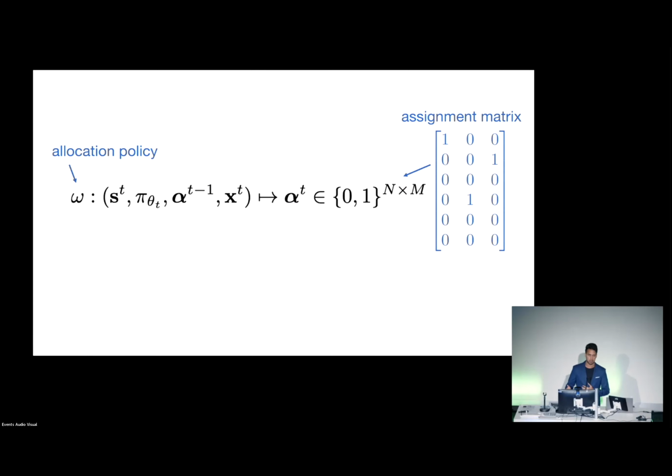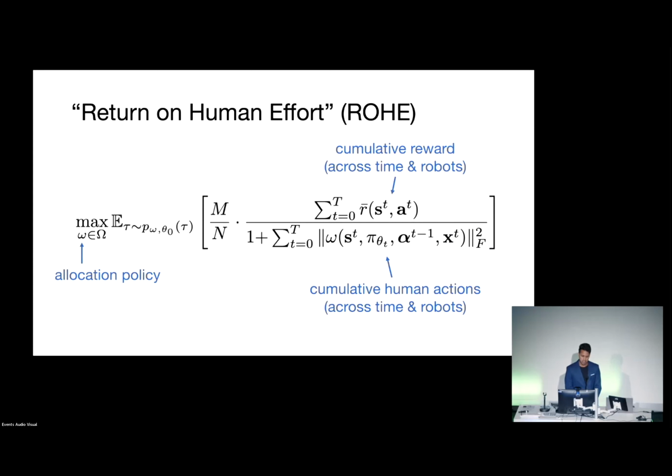Now, this allocation affects the policy learning, which affects the allocation, and you can see how this can get complicated. The objective that we want to optimize, the IFL objective, is a new metric we call the return on human effort, or ROHE. Intuitively, you can think of this as a measure of the performance of your robot fleet, normalized by how much human effort it took to get to that level of performance.